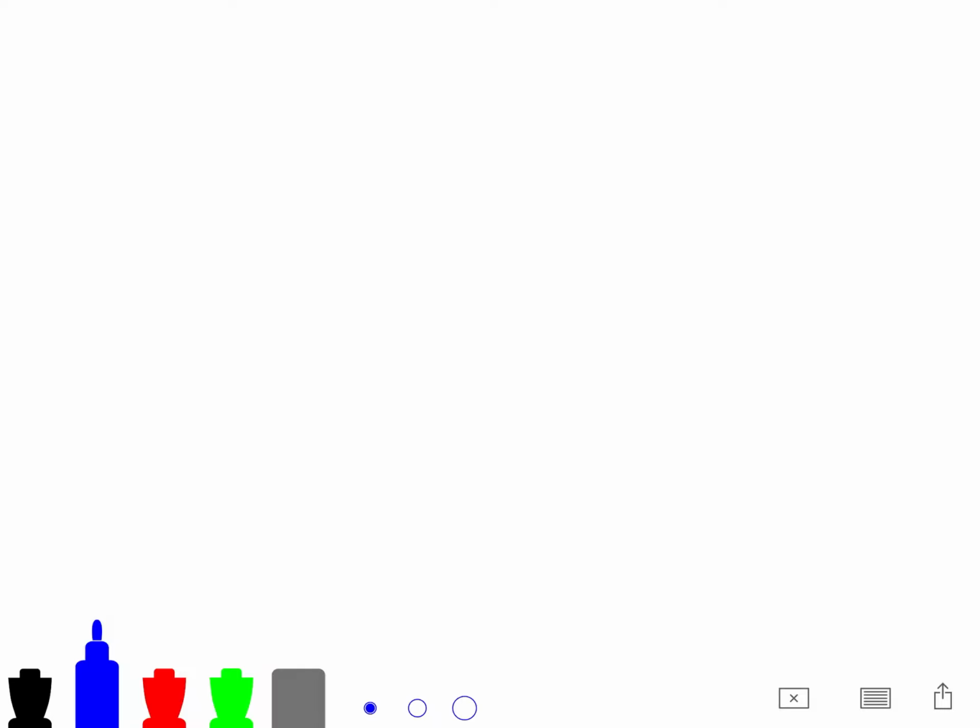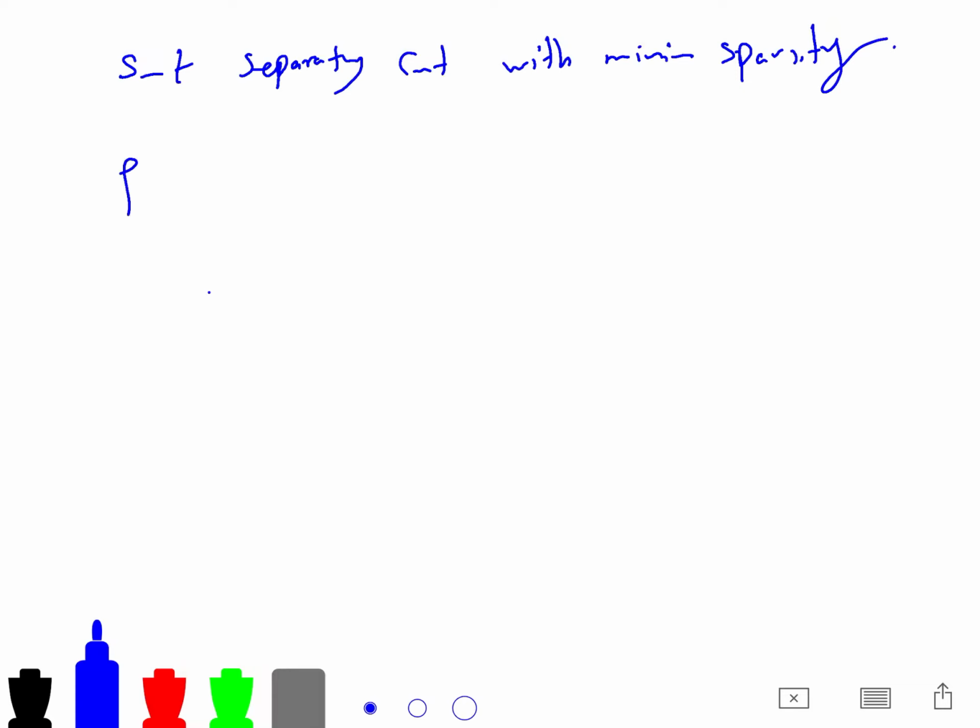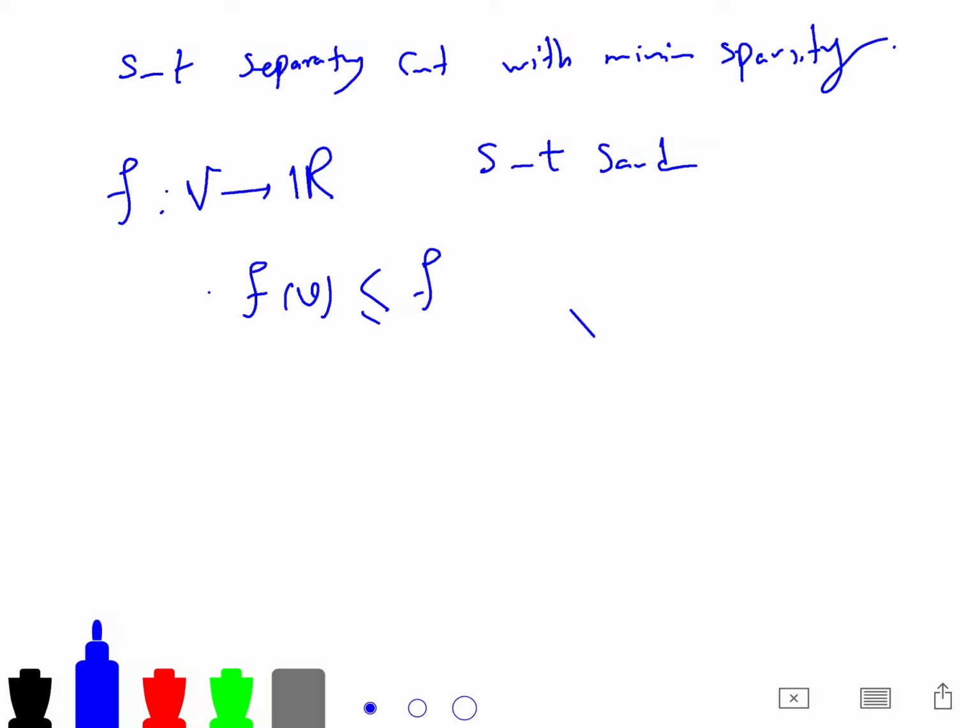So S and T should be in different clusters. So we say that it is the ST separating cut with minimum sparsity. First we should define what is a map that is ST sandwiching. We say that F is ST sandwiching if you might expect that this is sandwiched between S and T.